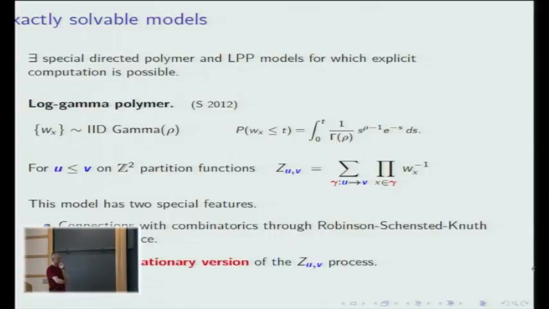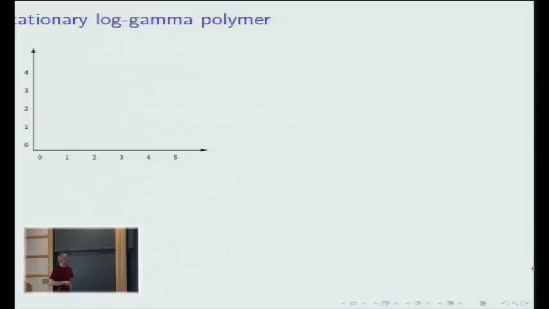The feature that I want to focus on now is that there is a stationary version of this model, by which I mean that there's a stationary version of this process of point-to-point partition functions indexed by the points on the lattice. So actually, let me just describe to you what that looks like. I'll build this on the first quadrant of the plane now. And now I have two parameters. The rho is the parameter fixed a moment ago for those IID weights. And then there's an additional parameter alpha that parameterizes the boundary conditions that makes it stationary.